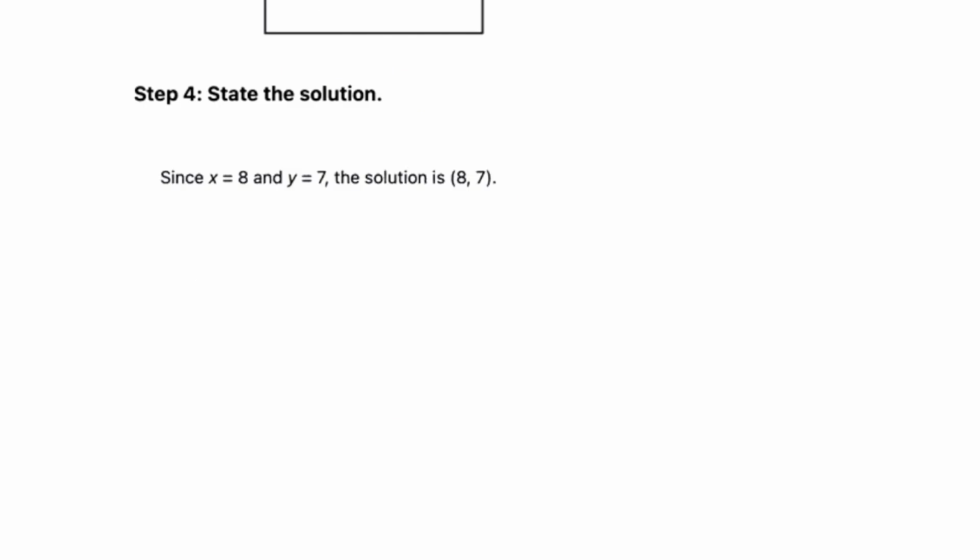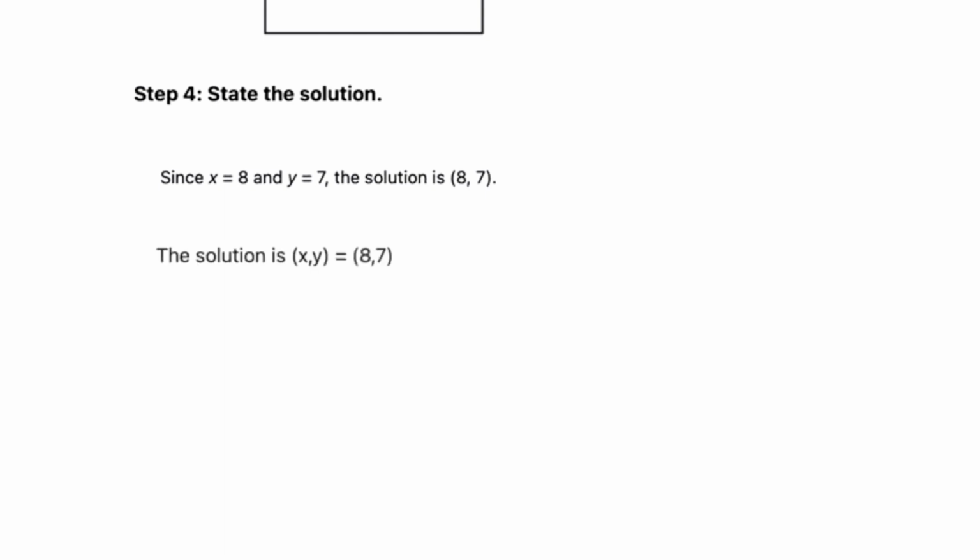So the solution we have to write in the form of, since x is equal to 8 and y is equal to 7, the solution is 8, 7. We can also write the solution as x comma y is equal to 8, 7.